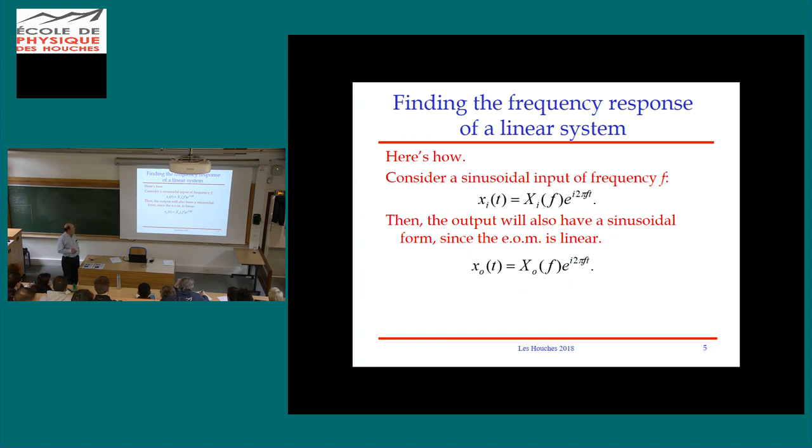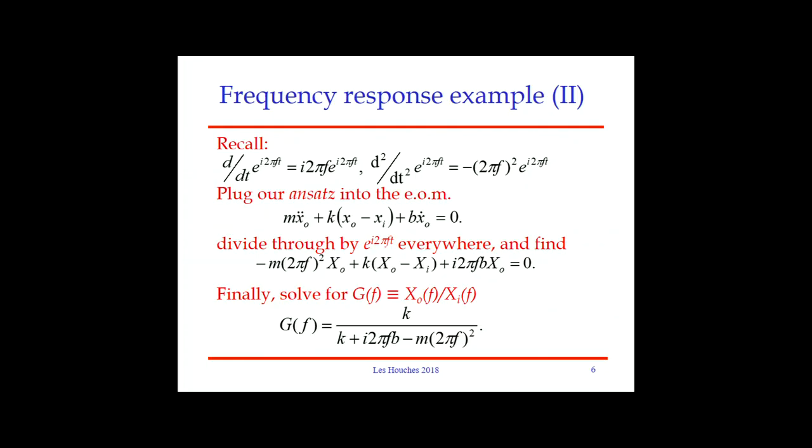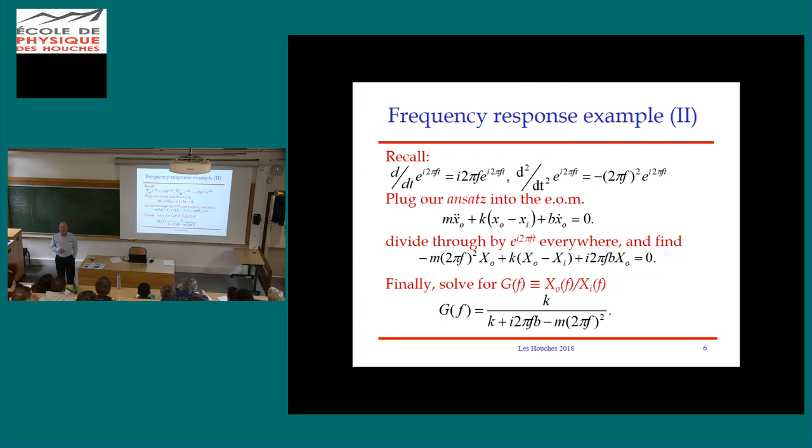But for now, we're just going to plug these in as an ansatz to the equation of motion. But before I plug them in, I want to remind you of some simple relationships, some simple time derivatives of those complex exponentials. If I take the first time derivative of e to the i 2 pi f t, I get i 2 pi f times e to the i 2 pi f t, and the second time derivative gives us a minus 2 pi f squared.